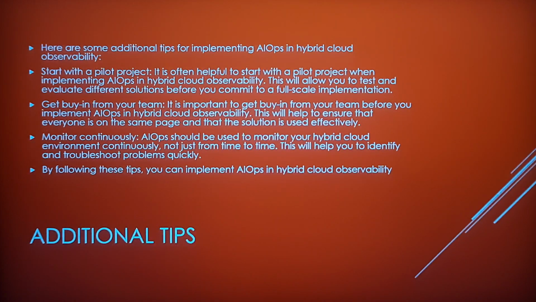So, some additional tips. Here, start with a pilot project. It is often helpful to start with a pilot project when implementing AIOps in hybrid cloud observability. This will allow you to test and evaluate different solutions before you commit to a full-scale implementation. Get buy-in from your team. It is important to get buy-in from your team before you implement AIOps in hybrid cloud observability. This will help you to ensure that everyone is on the same page and that the solution is used effectively.